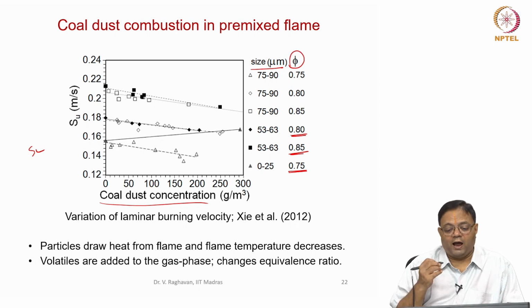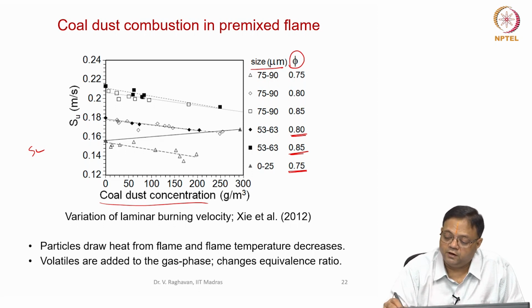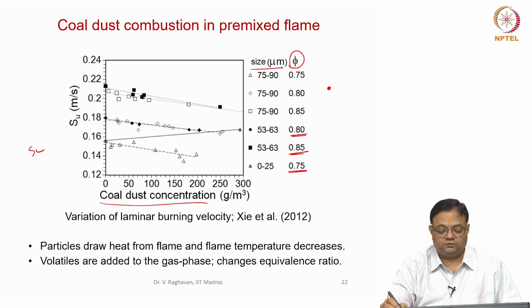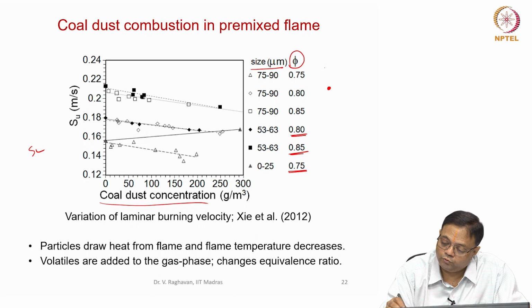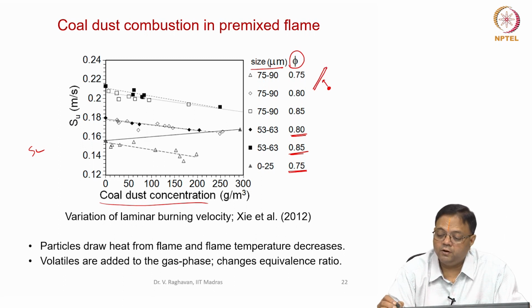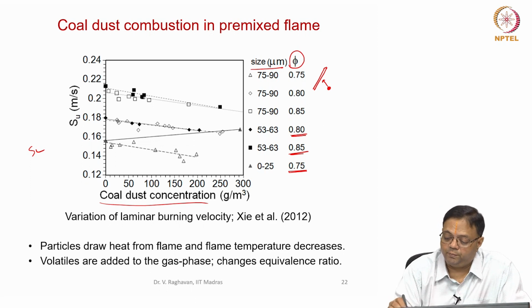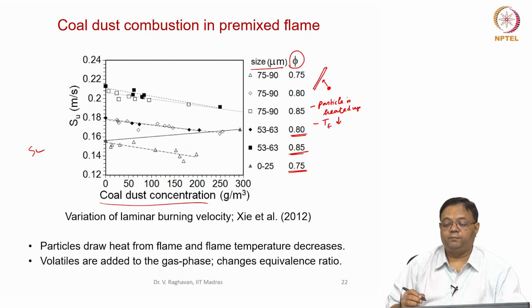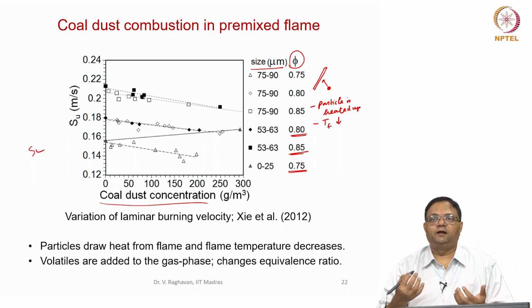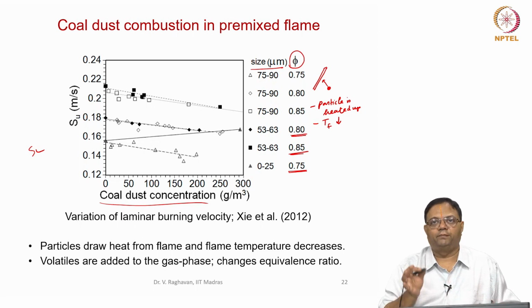Now when you add dust particles, first what happens is, there is a flame, a premixed flame, and the particles pass through the flame. As a particle passes through the flame, it is heated up. That means TF decreases, the flame temperature will decrease because the heat is taken up by the particles. Several particles will go through the flame, correct?